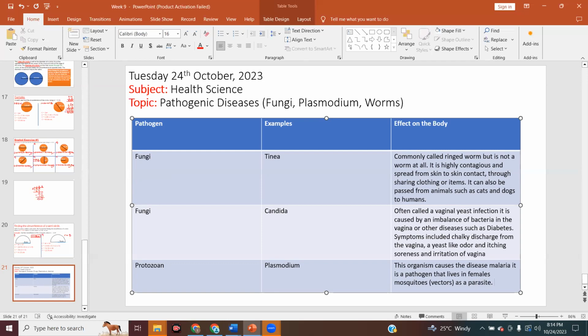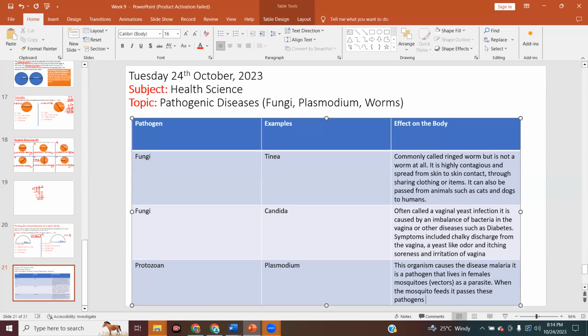So when the mosquito, right? So you know they're flying about doing their business. And so when the mosquito feeds, it passes these pathogens, the same plasmodium, right? It passes these pathogens on to another organism.